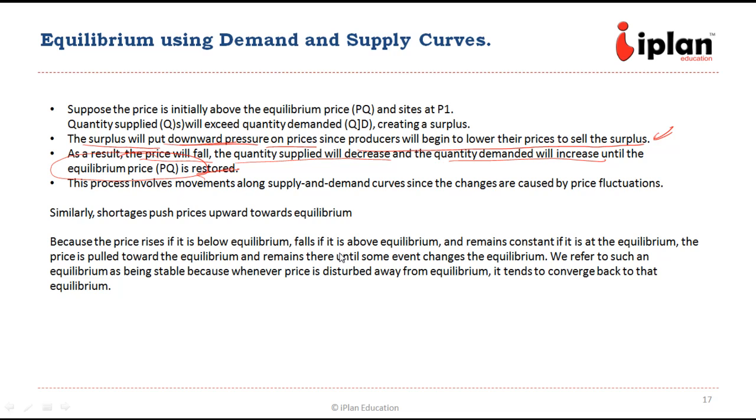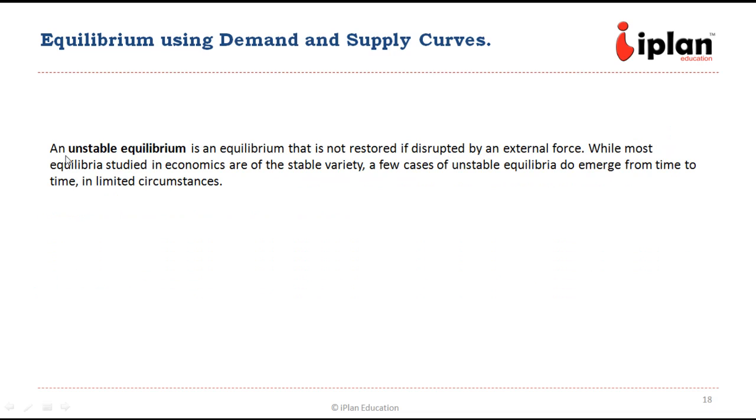So the cases where the state of equilibrium is re-achieved after the changes are introduced due to some external events, that is called stable equilibrium. But when the price is disturbed away and it is not able to converge to the earlier level, it is unstable equilibrium. So for stable, the price should be able to converge back to the equilibrium level. And the unstable equilibrium is where it is not restored after being disrupted by an external force. So generally, on all these demand and supply curves, we notice a stable equilibrium. But there will be some cases where we study unstable equilibrium.